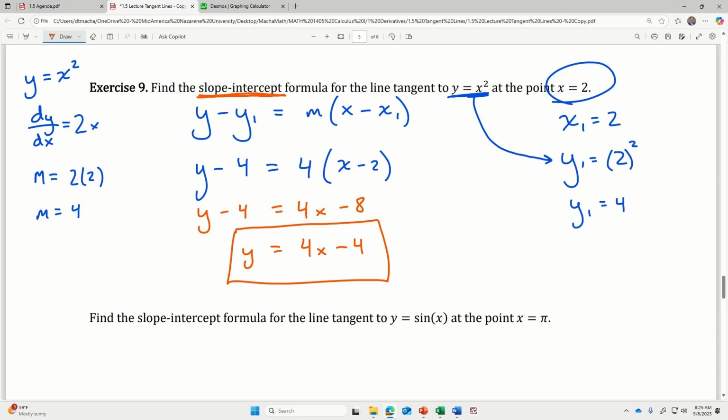Will we always be given x1 or y1? Yeah, I will always give you the x coordinate for where I want the tangent line to intersect the curve.